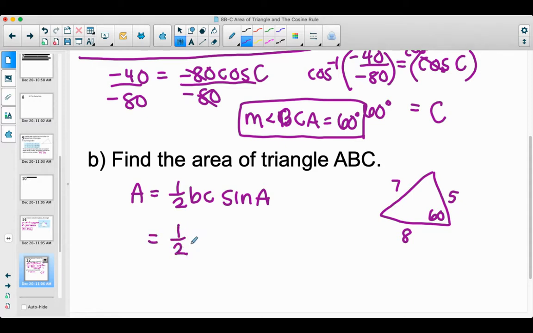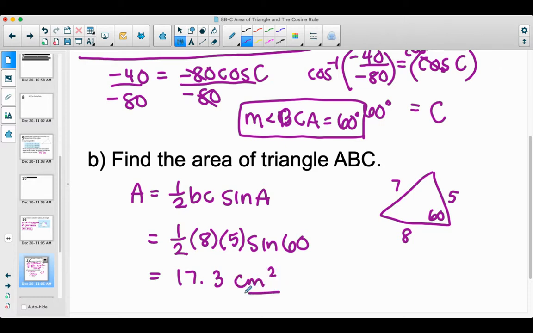I'm going to have 1/2. One of my sides is 8, the other side is 5. And then I'm going to have sine of 60 because that's my angle measure. And when I type that in, I find the area of this triangle to 3 sig fig is 17.3 centimeters squared. So we can find our area even though we don't know our height. And that is how you use side, side, side with cosine rule.